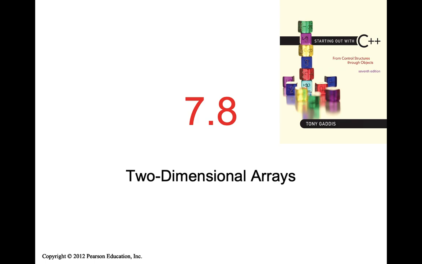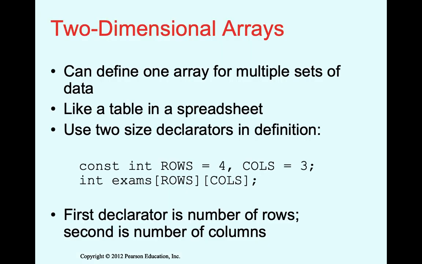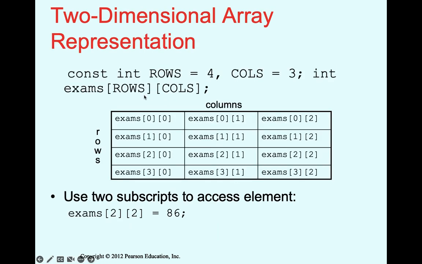Two-dimensional array: we can have a two-dimensional array, like a table. It's not like one array. So we will have rows and columns. When we create an array, we have two of these brackets. The first one is for rows, the second one for columns. So for example, we create exams, rows, columns. It will be like a table.